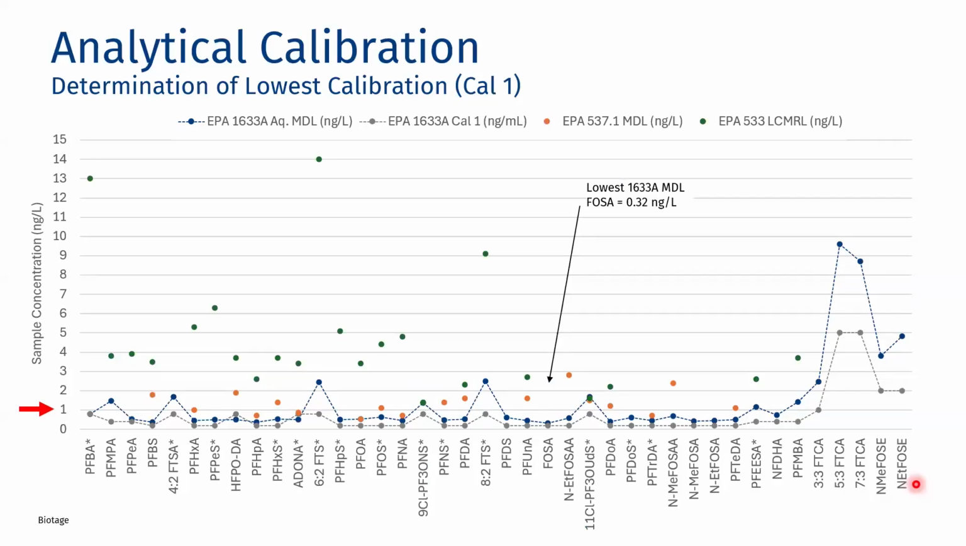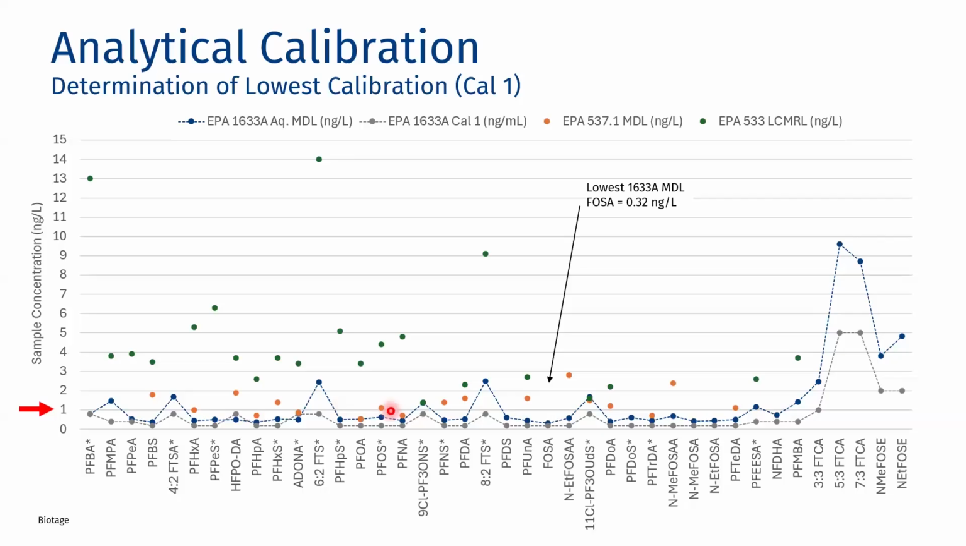So now that we have an understanding of what these terms mean and what we're actually looking for when it comes to background levels, let's figure out what our lowest calibration should be. And when you look at different EPA methods, if we go back to here, we have 537.1. This method is plotted here. These are the method detection levels. And we know we want our background lower than these method detection levels, or at least at these method detection levels. But they're not very low.